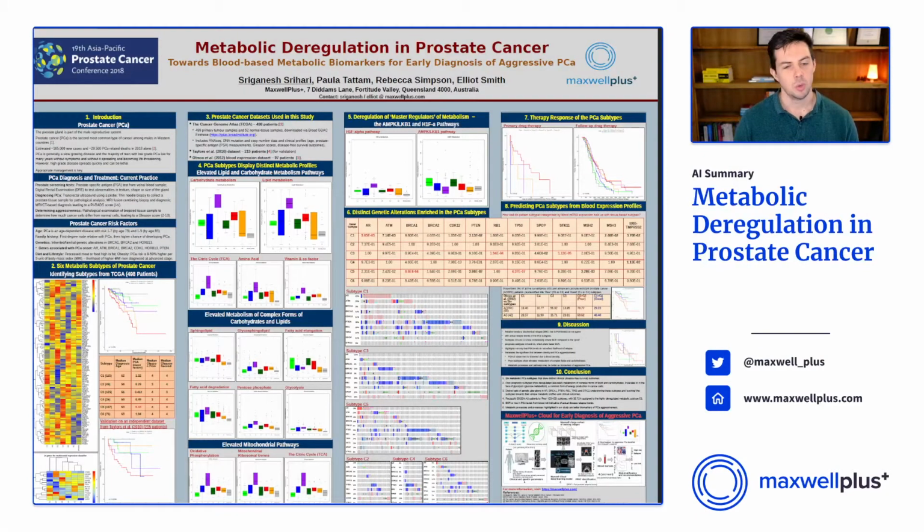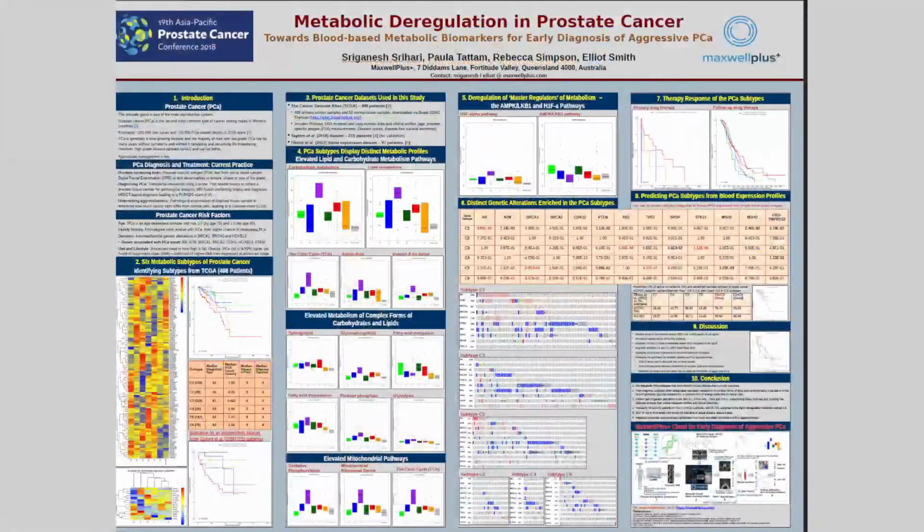So this work was lead authored by Shrigana Shahari, who's an expert in cancer genomics, and he was working with us at Maxwell Plus at the time, studying how different mutations within tissue of cancer samples and healthy tissue could be used to differentiate between likely aggressive cancer and ultimately non-aggressive cancer.